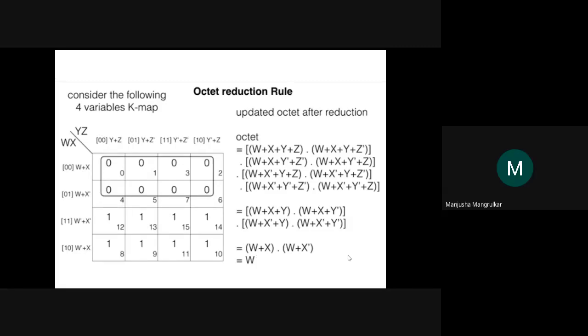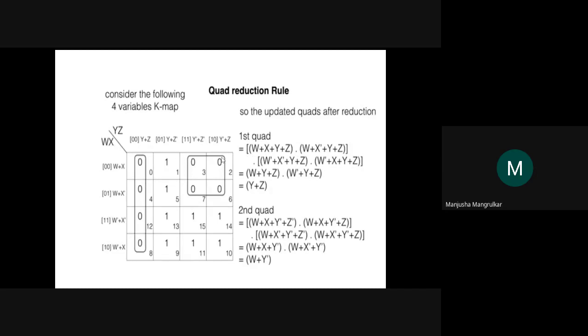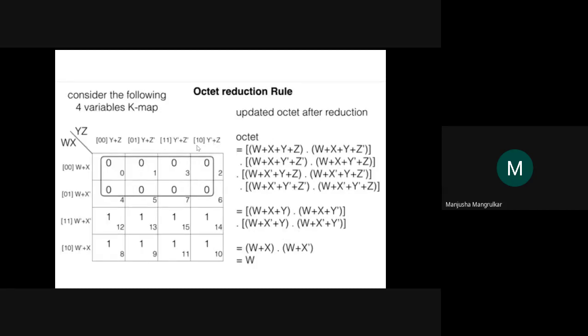Okay. So now this is the octal reduction rule. We have seen the quad reduction rule, that is a pairing of four zeros. Now the octal reduction rule means it is a pairing of eight zeros. In a pairing of two zeros, three variables remain. If pairing four zeros, the answer has two variables. If pairing octals, it is only a one variable answer.